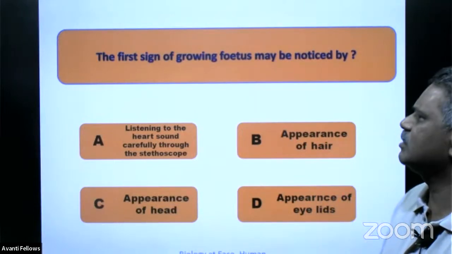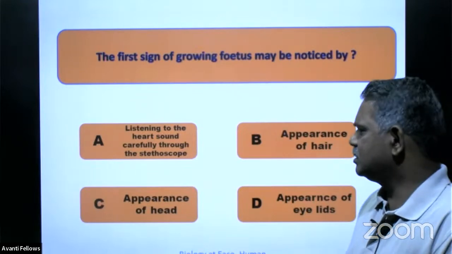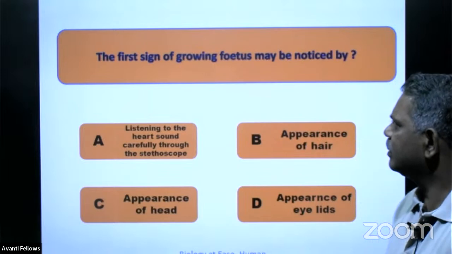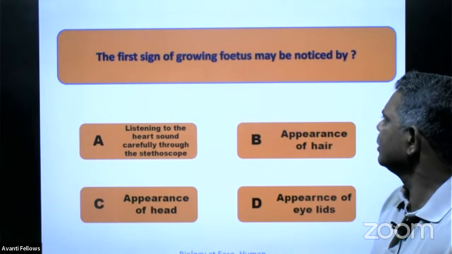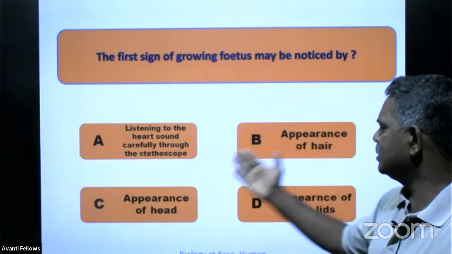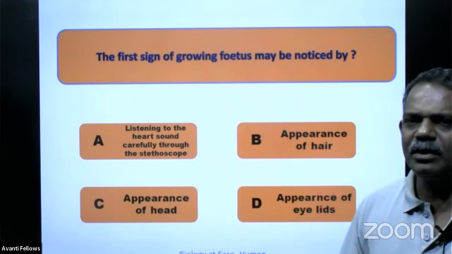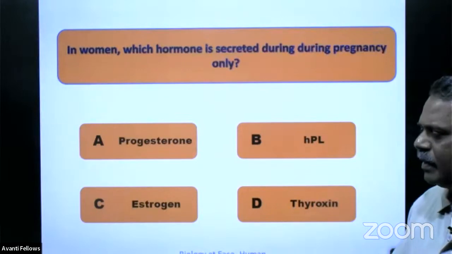Find out the correct answer from these four options given. Is it A, B, C, or D? The first sign of growing fetus may be noticed by option A, B, C, or D, and find out the correct answer. And we will move to another one.